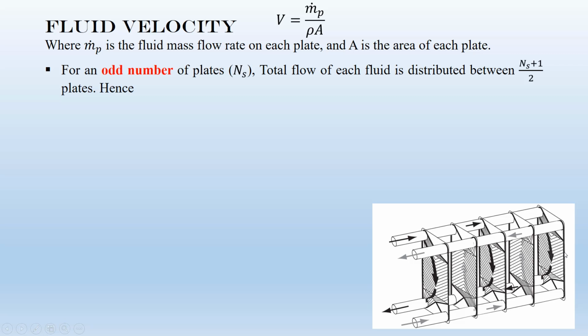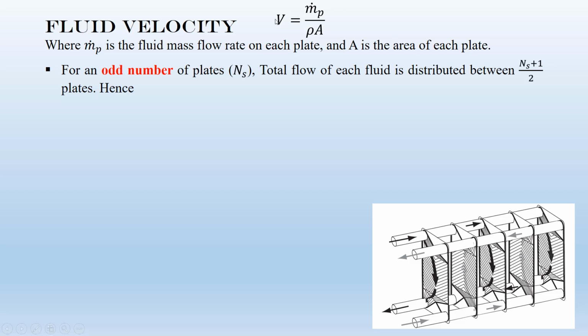So for the cold fluid, you can also write that the total fluid is distributed over 3 plates, or (N plus 1) over 2. So what's the conclusion? The conclusion is that if you have an odd number of plates, for example 5, the flow is distributed over (NS plus 1) over 2 plates, correct?